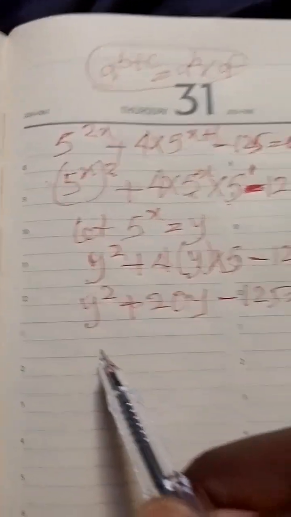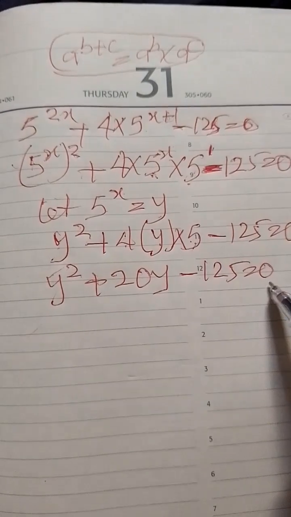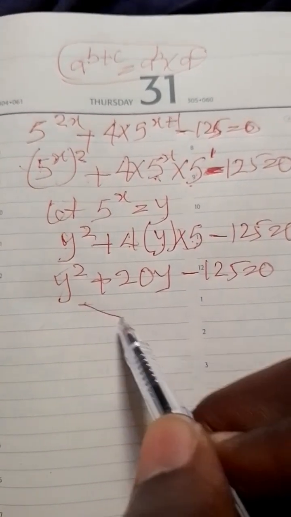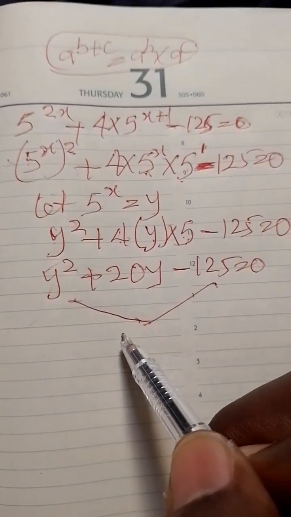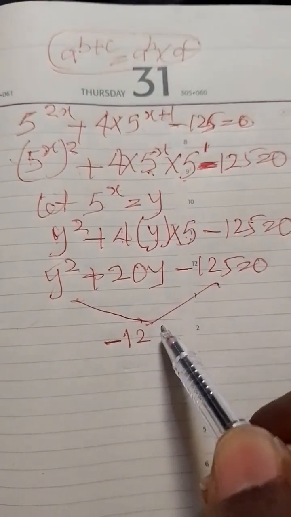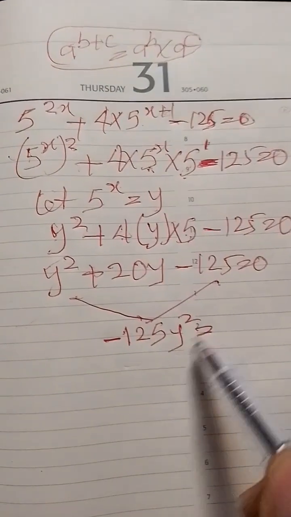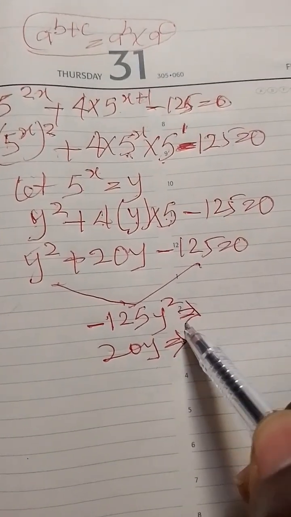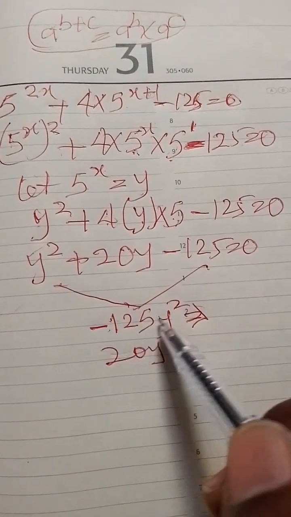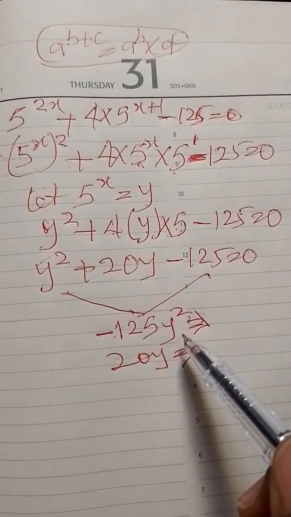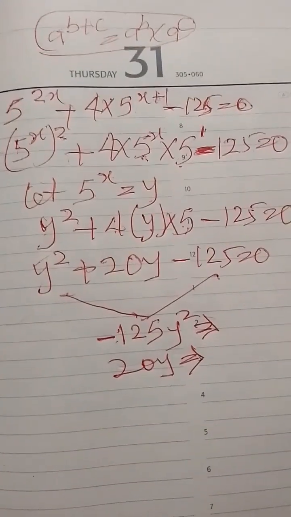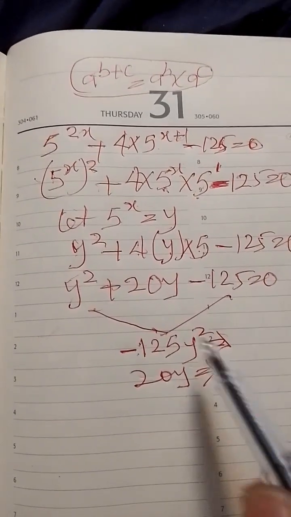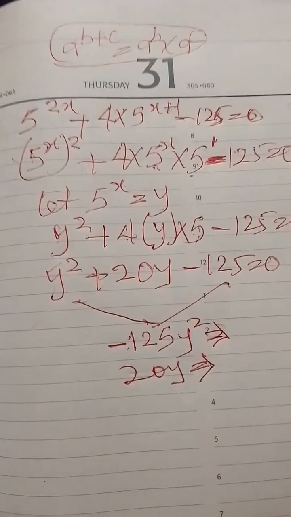Now let's move ahead. You can see that this equation is now a quadratic equation. So if we use the factorization method, this becomes y squared plus 20y minus 125. Two numbers we must multiply together to give us minus 125y squared, and if we add the two numbers together, we have 20y. What are those numbers? These are the things we must consider. To do this, we will look for the two numbers.